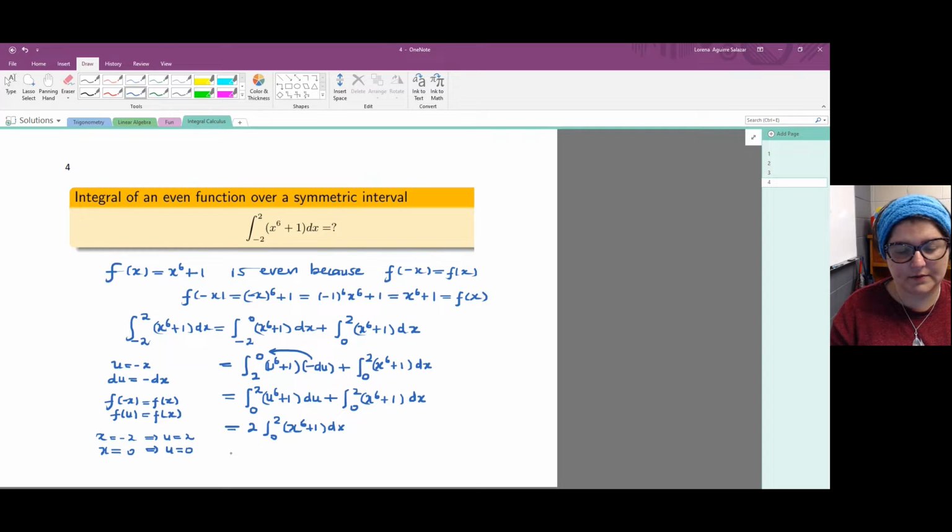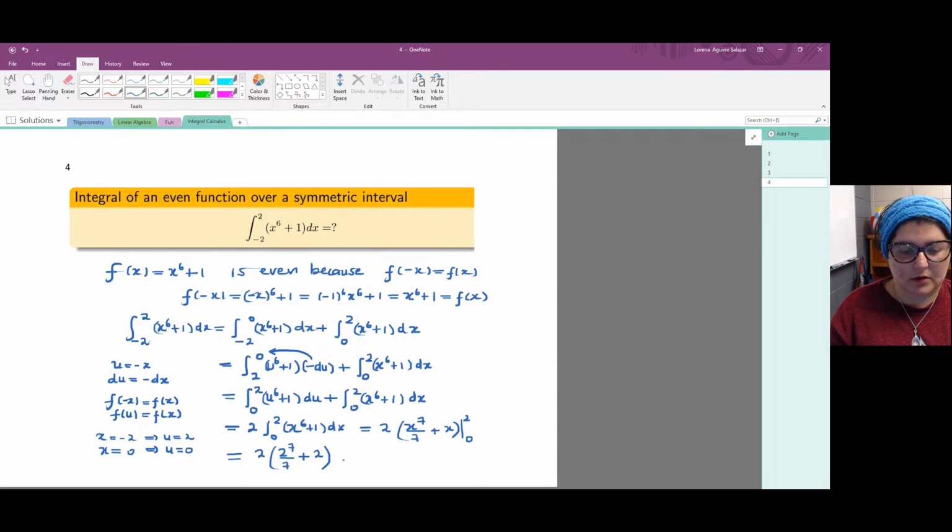And then dx. This integral can be found by using antiderivatives. We get x to the 7 over 7 plus x evaluated at 2 and at 0. So we end up with 2 times 2 to the 7 over 7 plus 2, minus the quantity x to the 7 over 7 plus x at x equals 0, but we get 0 because 0 to the 7 over 7 is 0, the same with 0.